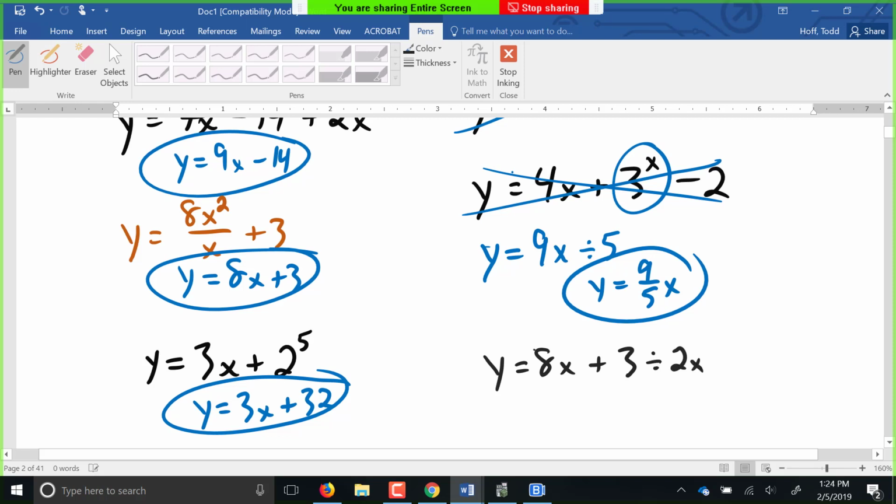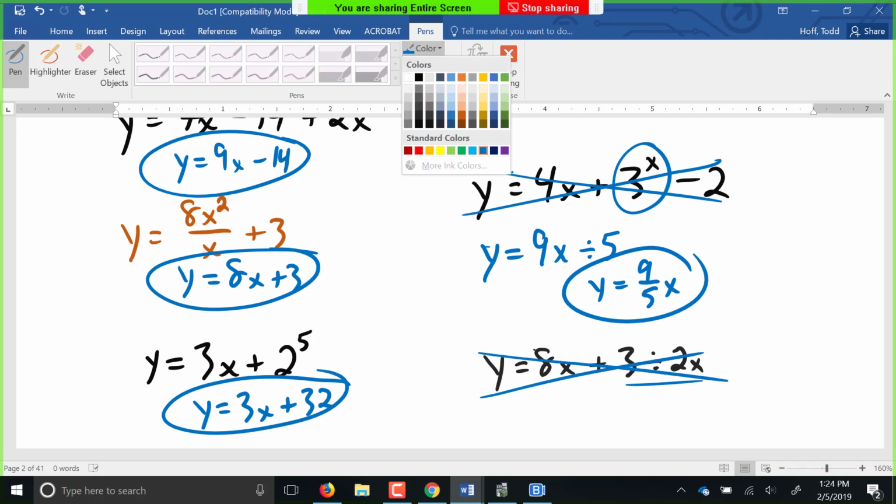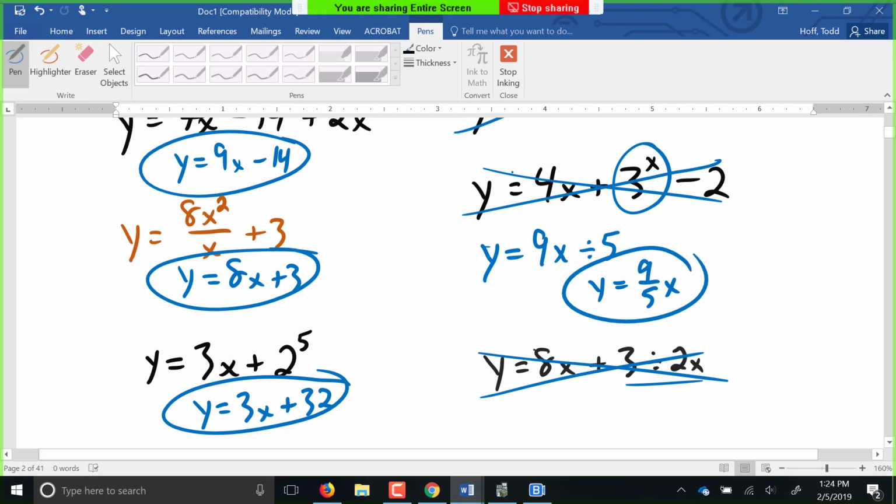How about that one? Why not? We're dividing by x. Perfect. So we can look at equations and we can tell rather quickly whether it's going to be a line or not.